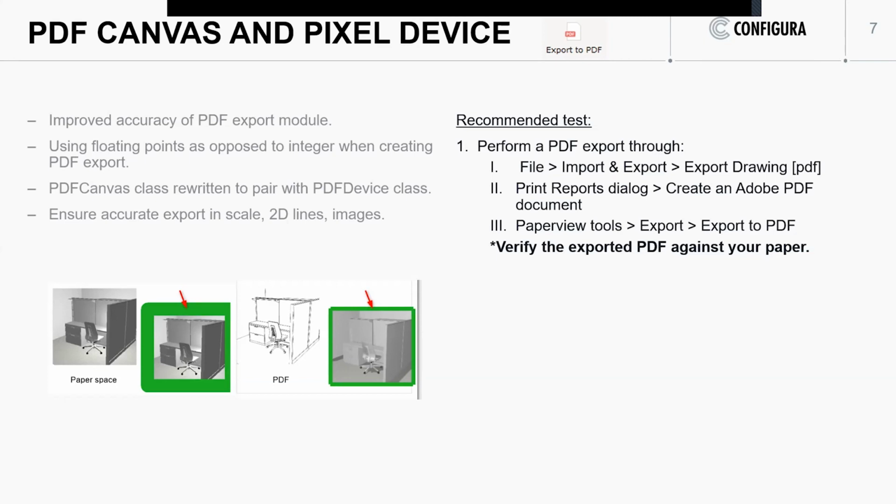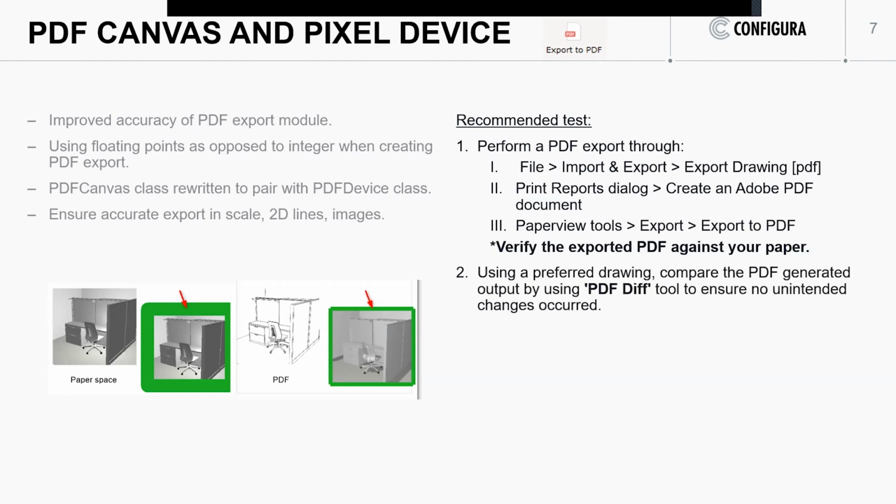The second one is in Paperspace, where you use print report dialogs and create an Adobe PDF document. The third one is using the paper view tools, and then you click on export and then export the papers to PDF. Do verify the exported PDF against your paper to ensure that the results are accurate. You can also use a preferred drawing. Compare the PDF generation output by using the PDF diff tool in QA tools to ensure no unintended changes occurred.